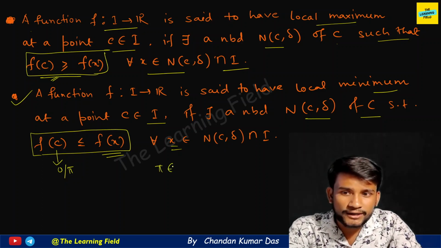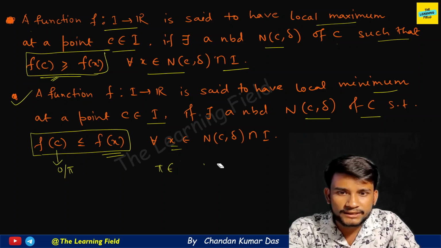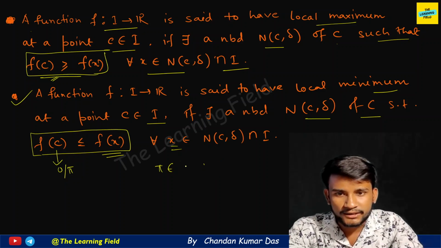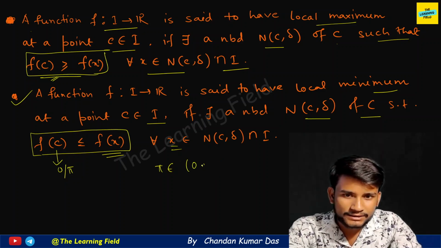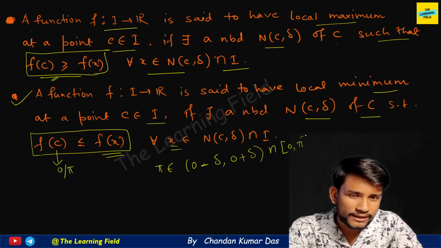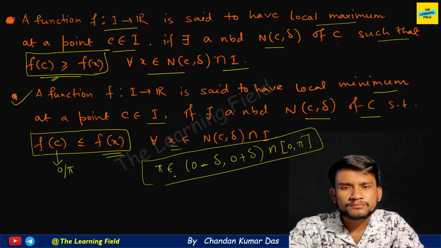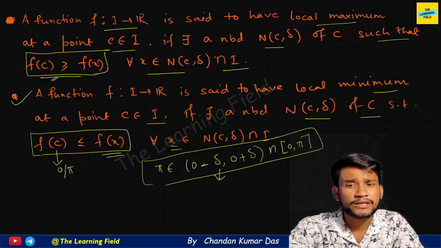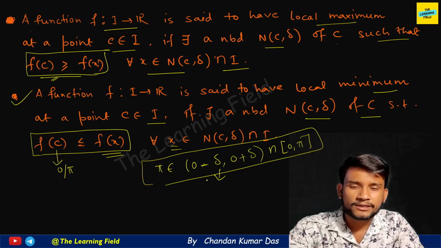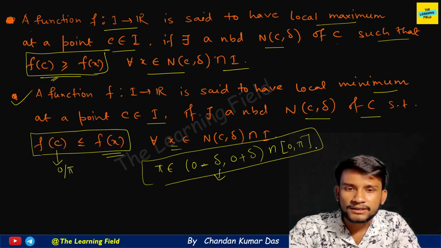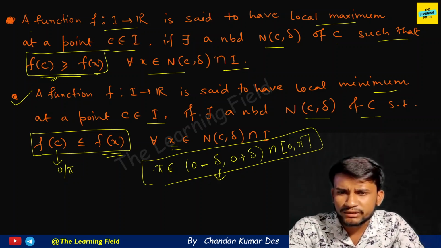a neighborhood of this point. Take a neighborhood of 0: 0 plus something and 0 minus something, intersection with 0 to pi. So 0 minus delta and 0 plus delta, intersection I, where I is 0 to pi. Okay, so pi obviously belongs to this interval if we choose such a delta. Okay, for any point we can find an interval such that pi belongs to this one, or again you can say 0 belongs to this one.